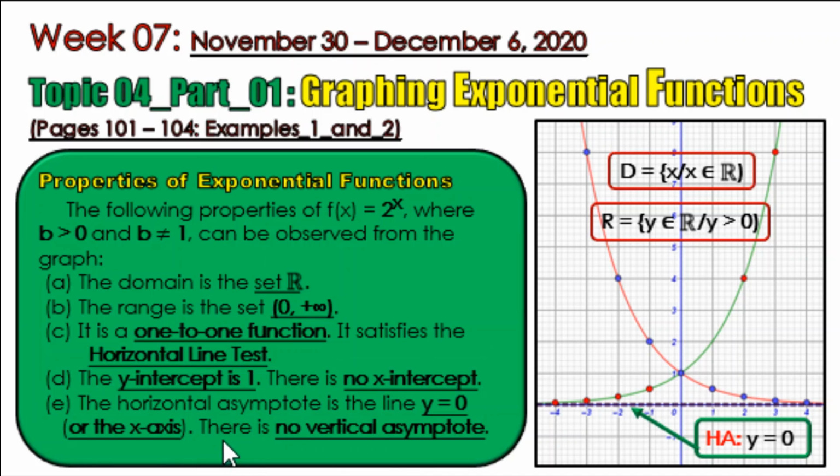And of course, there is no vertical asymptote. So for these functions, we have no vertical line being approached by these two graphs. We have no restriction for the value of x. So it will extend infinitely for all the values of x. There is always a value of y. So we have no vertical asymptote.